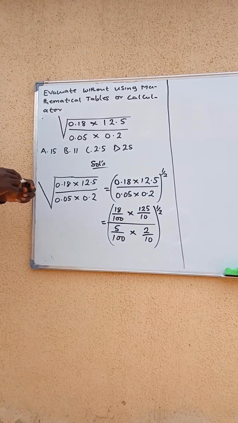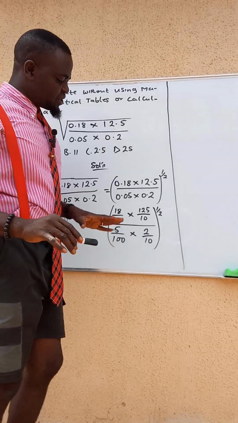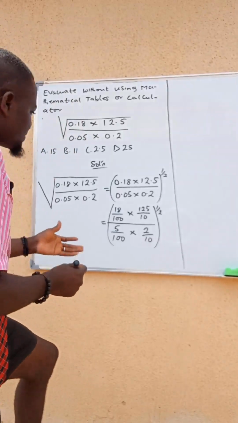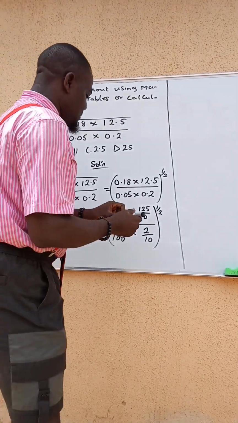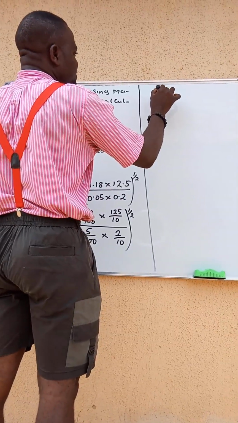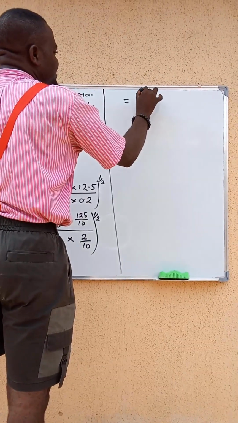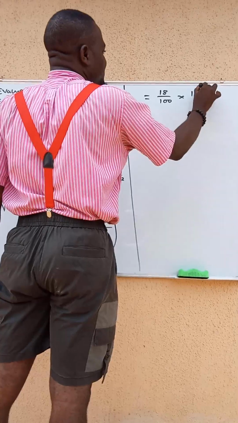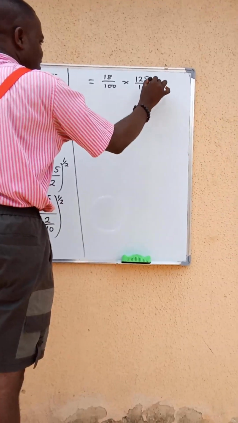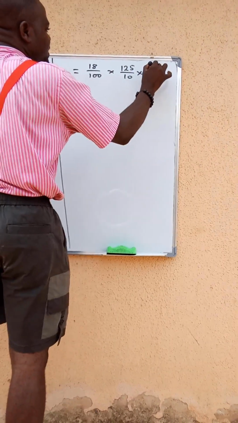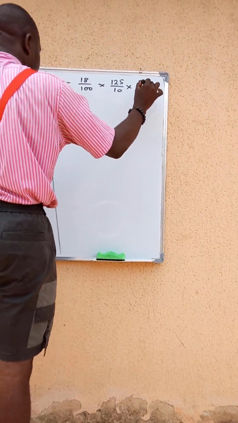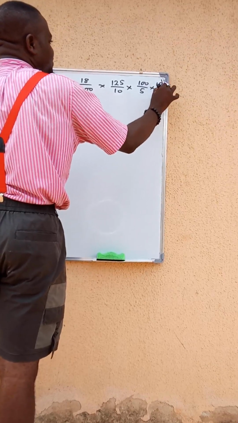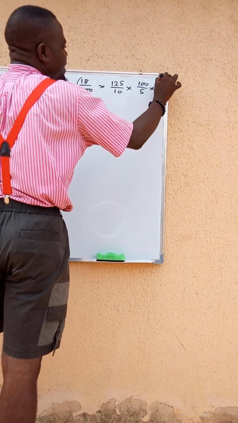Good. Now, we have eaten the food already, so nobody should eat more than the other. You can now agree with me that this thing is like this. Look at it, the way we can finish this food on time. It will be 18 over 100 multiplied by 125 over 10 multiplied by 100 over 5 multiplied by 10 over 2. I've not forgotten my root, which is 1 over 2.